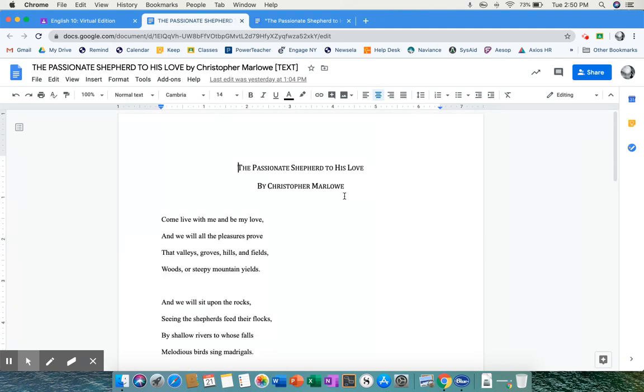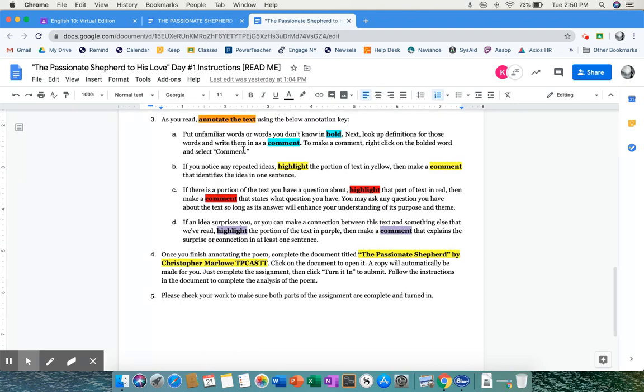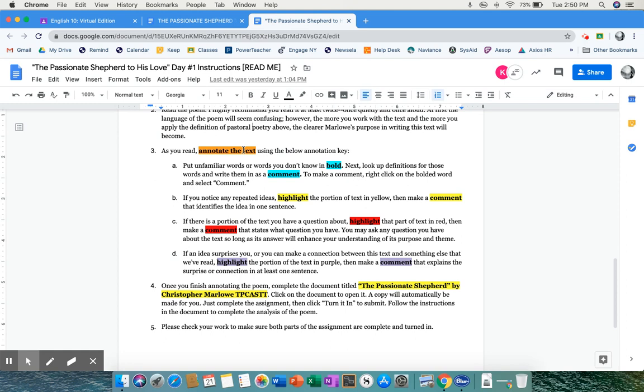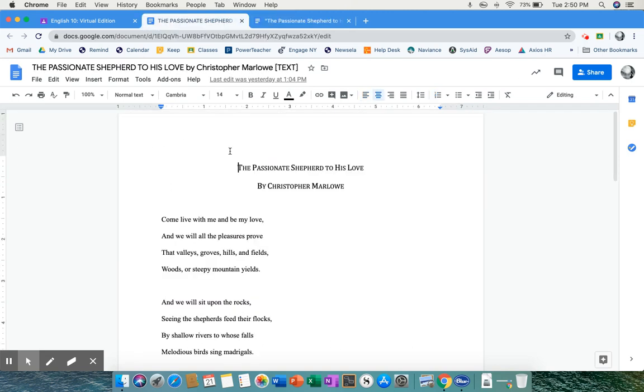All right, so that's the poem. If you look back at the instructions, I asked you to annotate the text, and I gave you instructions on how that should look. Let's look at the first one, A. Put unfamiliar words or words you don't know in bold. Next, look up the definitions for those words and write them in as a comment. Let me show you how that works.